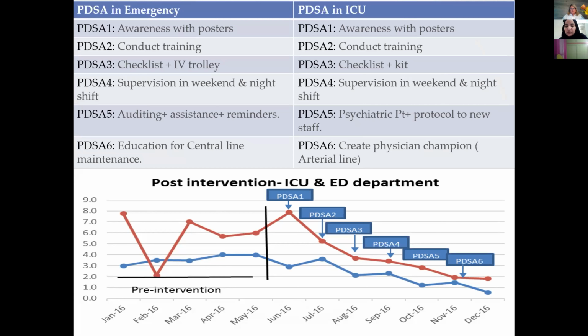Then when we started the first PDSA, which is awareness with the poster, the rate started to decrease. In the second PDSA, we conducted training for all the staff, and the rate continued to decrease. The third one, we implemented a checklist and IV trolley in emergency, while in ICU we could implement the kit because the area was quieter and the team had the ability to prepare the kits by themselves. Then the rate decreased more.